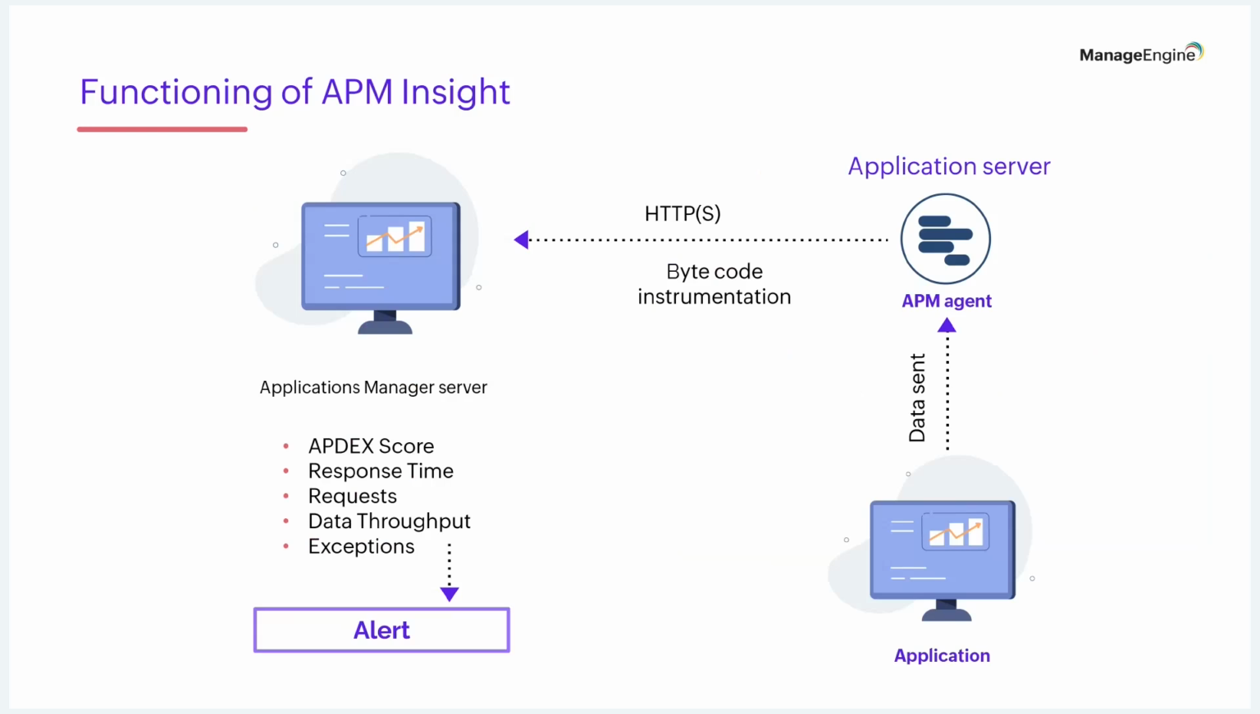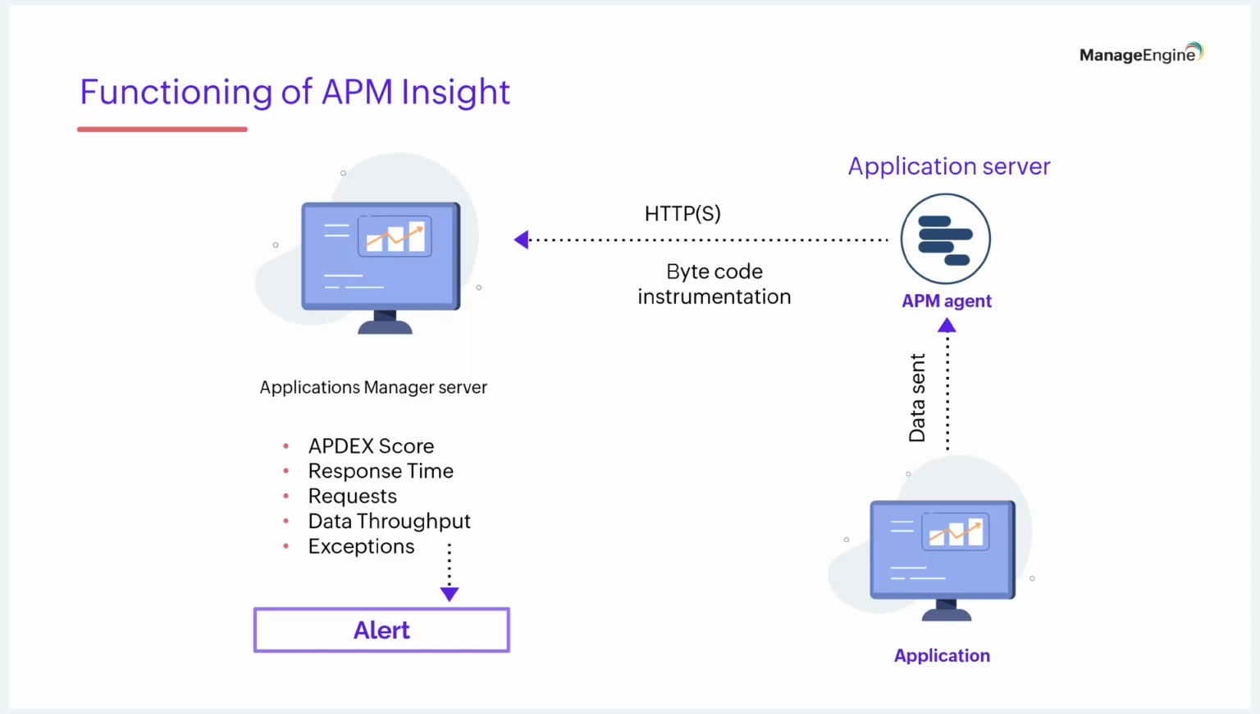Let's see the application performance monitoring APM Insight, and how it functions. Here in Applications Manager, APM Insight is an add-on feature that uses an agent for monitoring the application. The initial setup involves deploying the agent onto the servers where the applications are running. These agents are responsible for gathering the performance data and transmitting it to the Applications Manager for analysis.